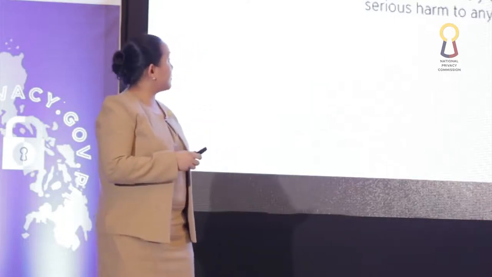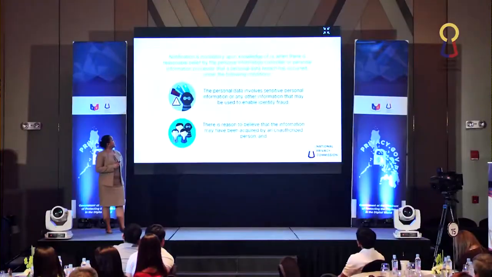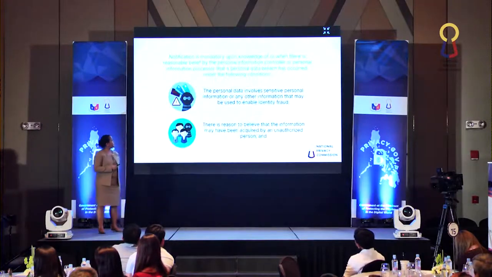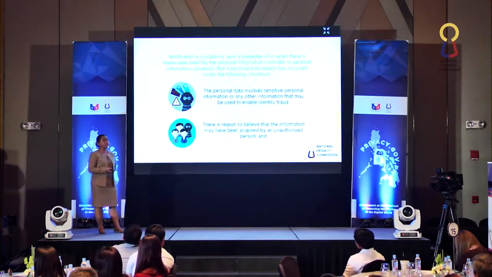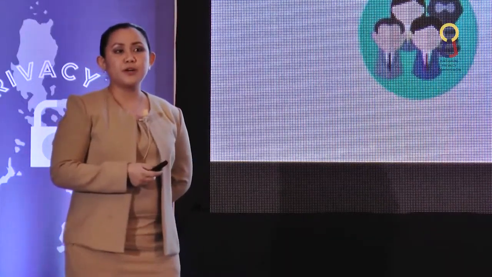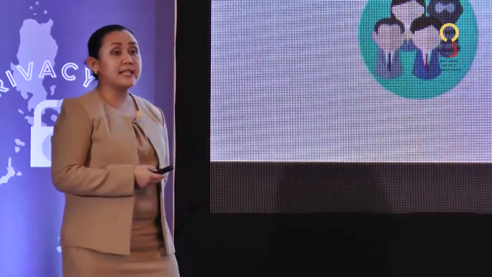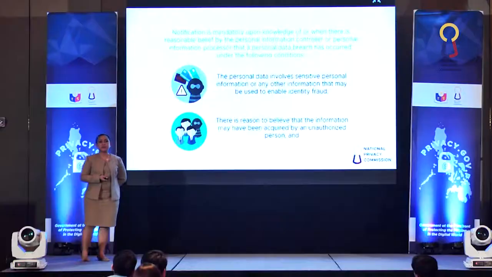As to notifications, the law, the implementing rules, and the circular require notification to both the Commission and the affected data subjects in case of a data breach, if the personal information controller believes that there is unauthorized acquisition likely to cause a real risk of serious harm to the affected data subject. Notification is mandatory if there is knowledge or reasonable belief by the controller or by the processor that a personal data breach has occurred under the following conditions.